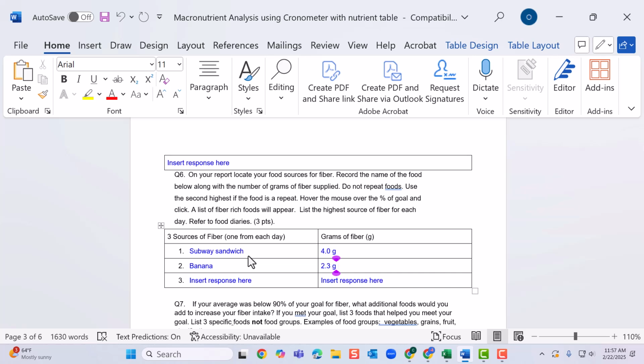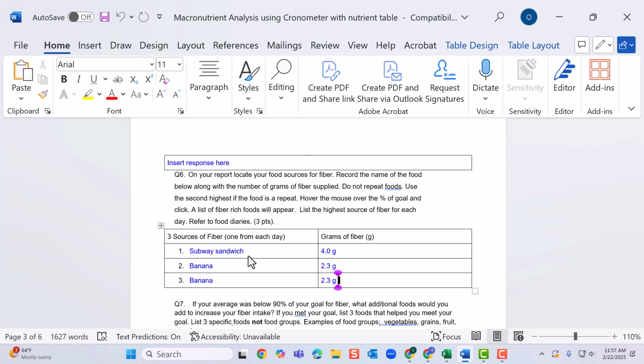And then I would go to day 3 and do the same thing. Now, what if each day I had a banana and it was listed as the highest? Do not repeat foods. Find the next one. So I'm not going to put, oh, I also had a banana on day 3 and it also had 2.3 grams. That was the highest.